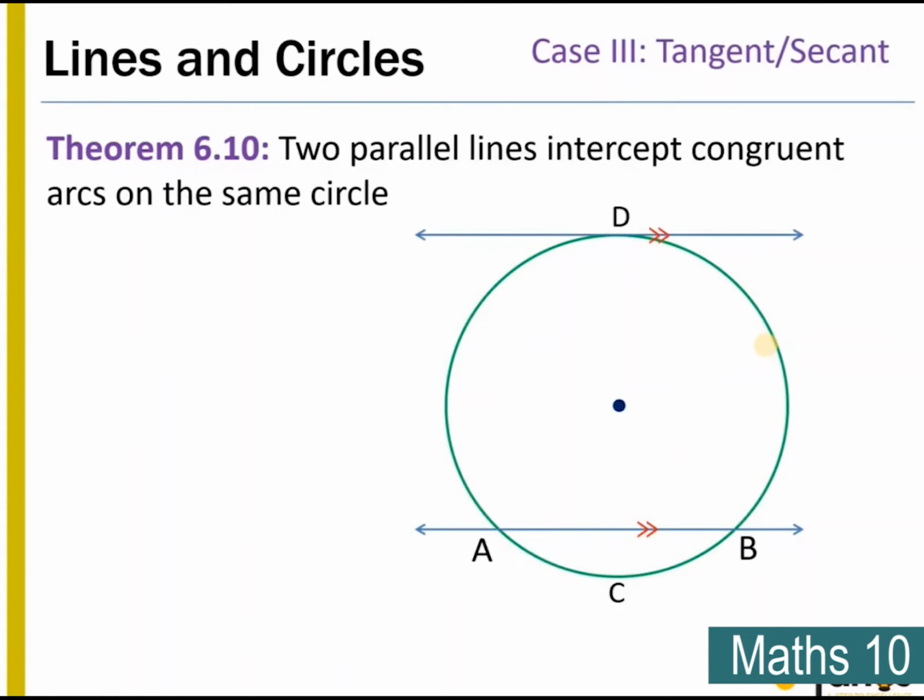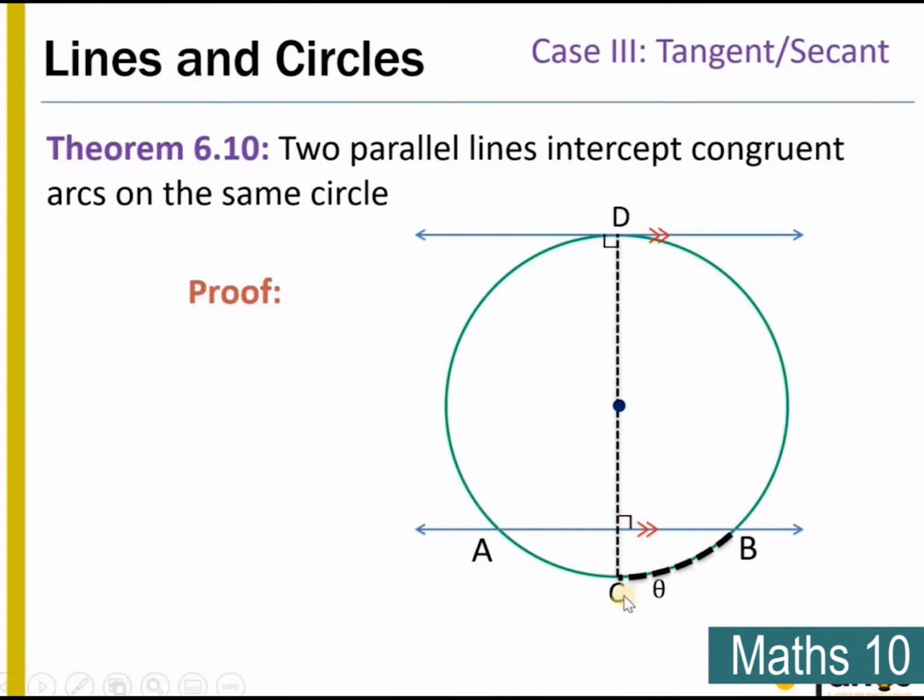Case 3. One tangent at the top here, and one secant at the bottom here. This time, we'll draw a line through the centre, and we'll mark on this point C on the circumference. As before, the tangent meets the radius at 90 degrees. And then because these lines are parallel, this angle and this angle are alternate. So this one is also 90 degrees.